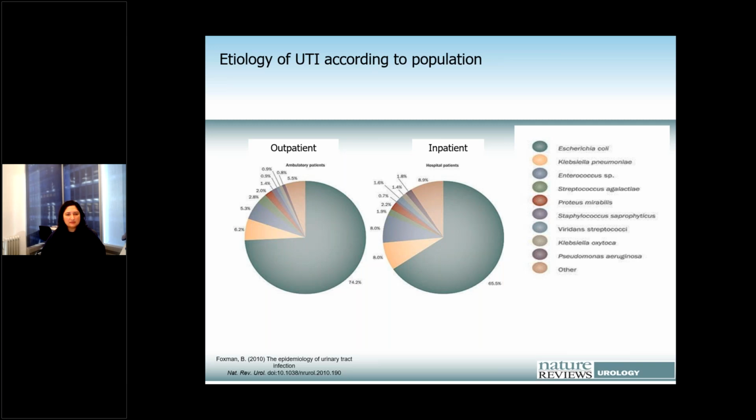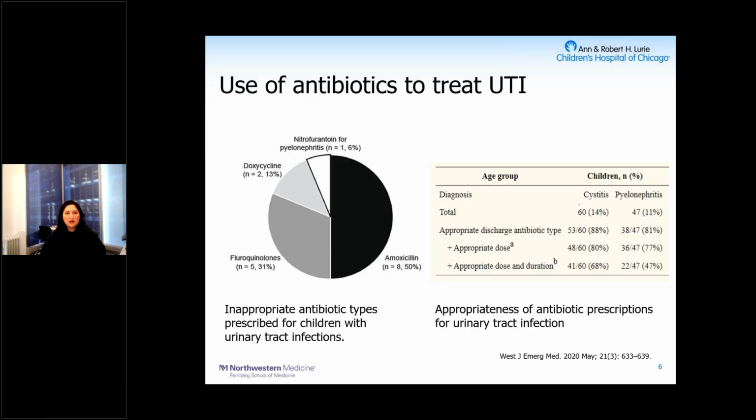So this study looked at both outpatient and inpatient, and as you can see, the epidemiology of the organisms causing UTI is pretty much the same across the board. A lot of antibiotics are used to treat UTI. If you look at the number of antibiotics that are prescribed, UTI, along with acute otitis media, is probably one of the most common diagnoses for which antibiotics are prescribed.